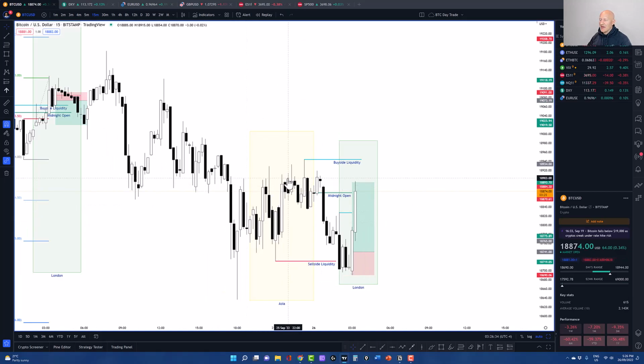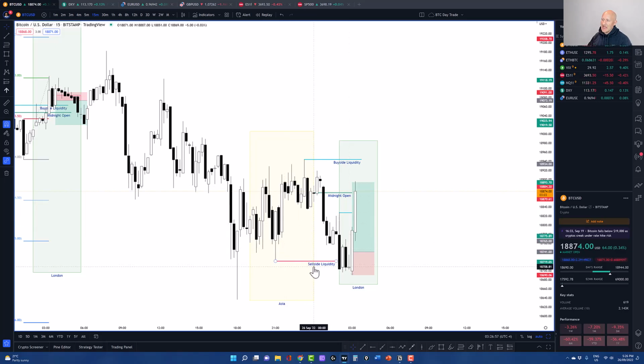Now, I've talked about in previous videos, often if you get the liquidity of a previous session taken out as well. So if this move had taken out both this sell side liquidity and maybe this sell side liquidity as well, you tend to get an outsized move in response to that, but we don't need to get that to get a successful trade.